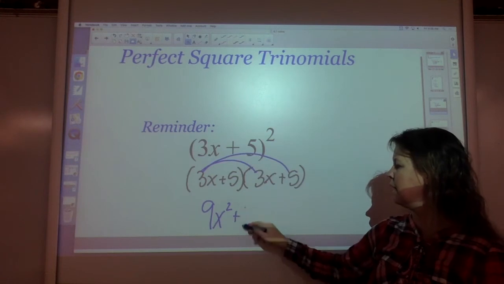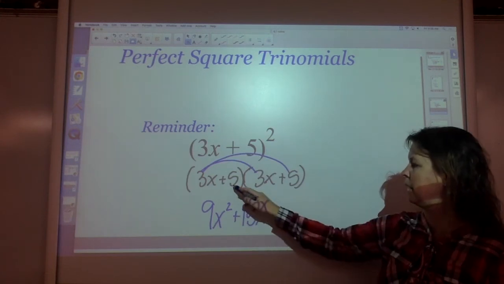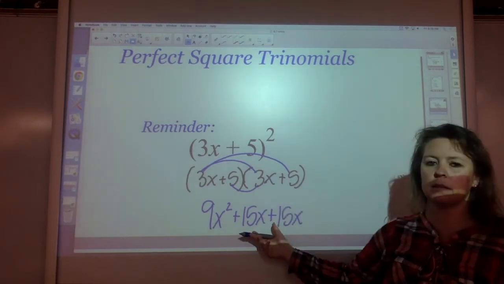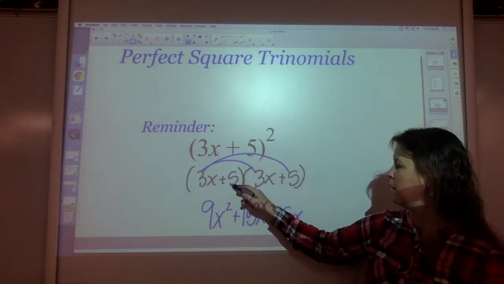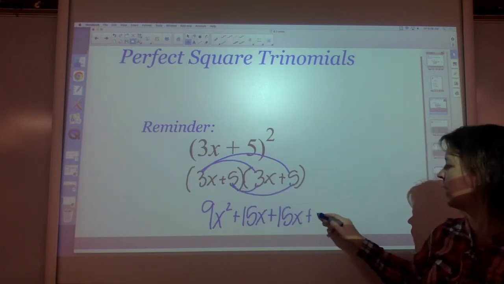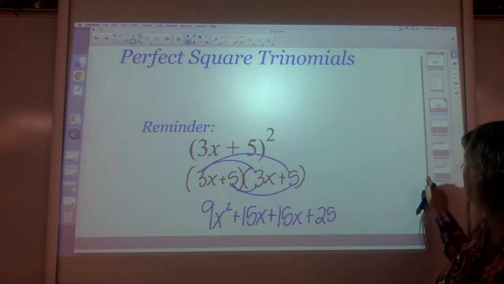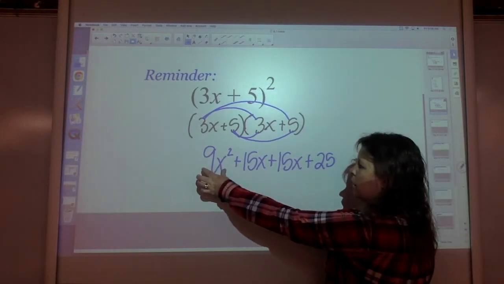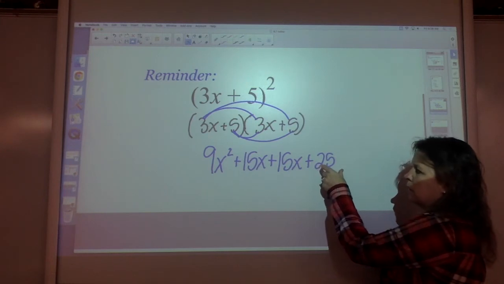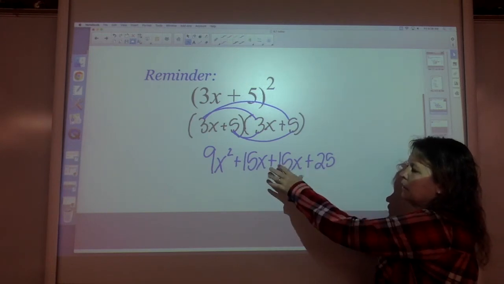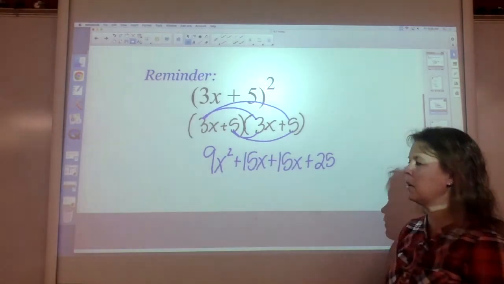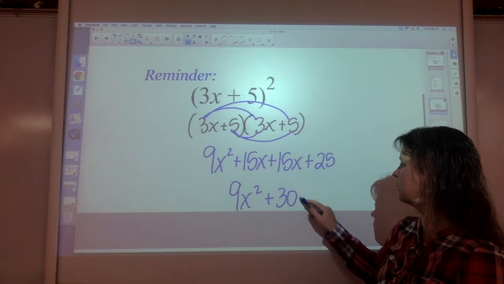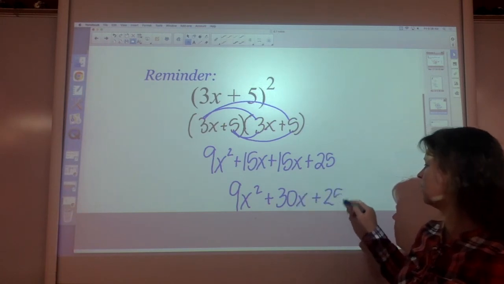Plus 15x, that doesn't cancel because this one also is plus 15x. They don't cancel unless one's a plus and one's a minus. But then when we do our last, 5 times 5 is 25. Oh, another perfect square. We start with a perfect square, we end with a perfect square. The only difference between this and the difference of two squares is that the middle didn't cancel. We have to simplify it: 9x squared plus 30x plus 25.